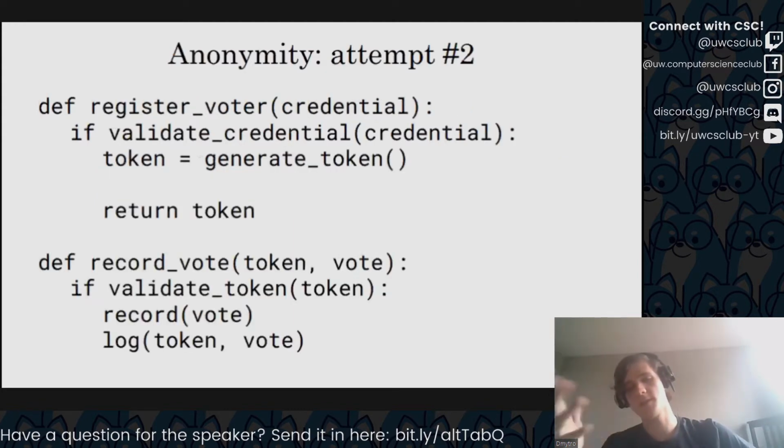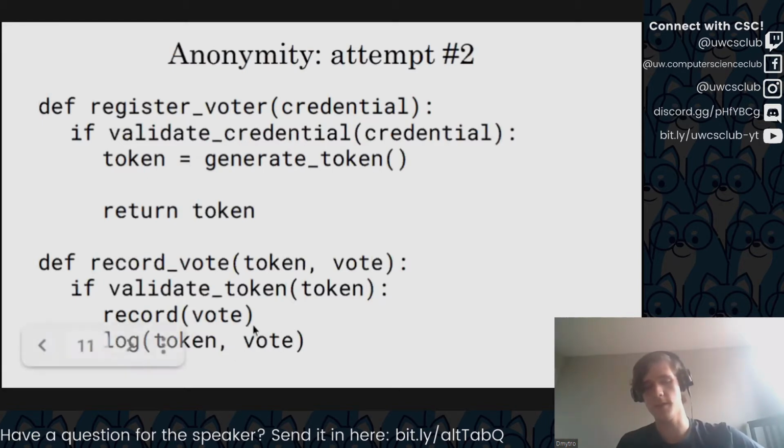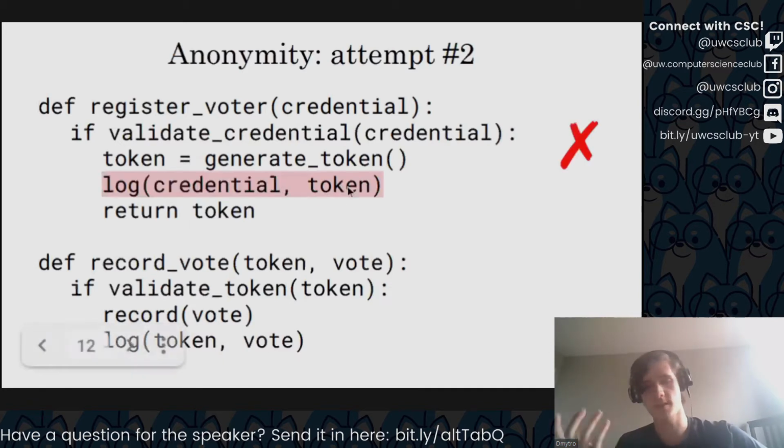You can split these things up like here. So instead, the credential gives you a voter token, and then you vote with the token. That's slightly better, so you can log the token in the vote, and that's not obviously linked to your credential, but nothing prevents you from also logging this, right? So this is also not trustless. You have to trust that this line is not there.